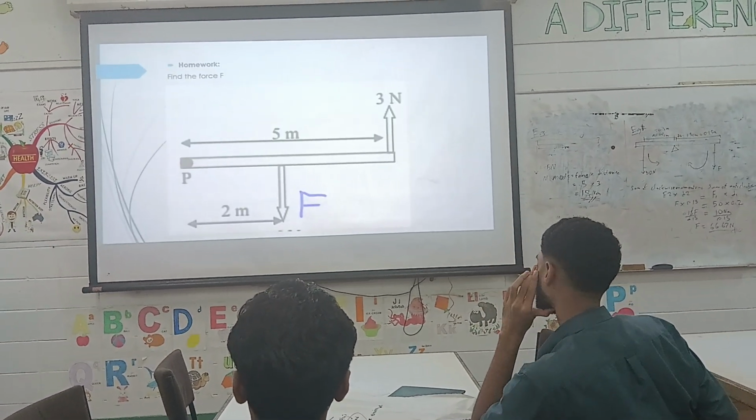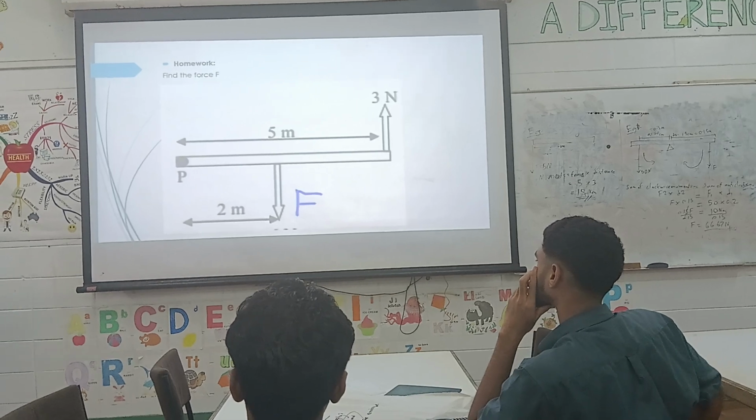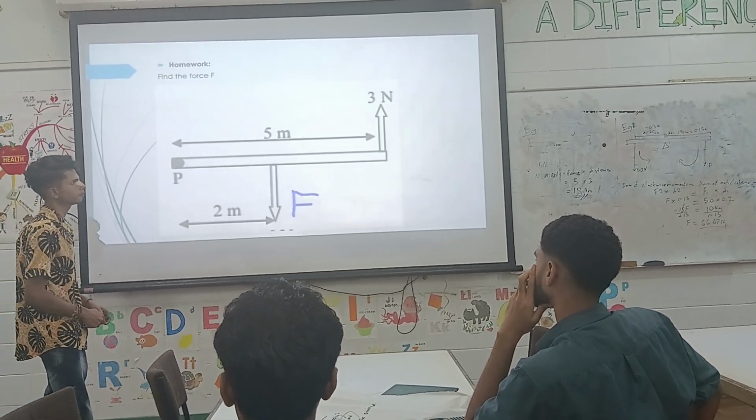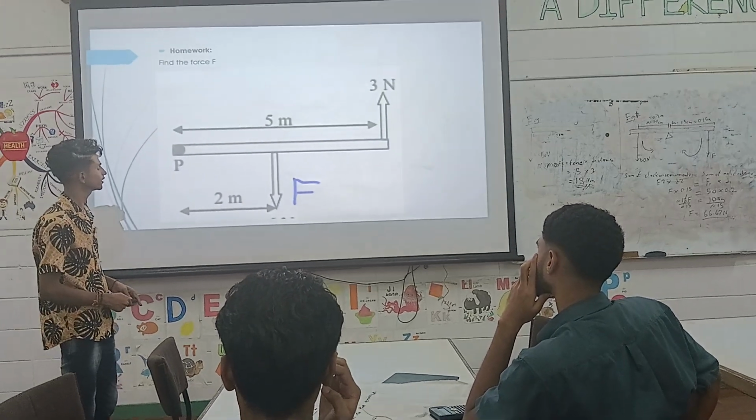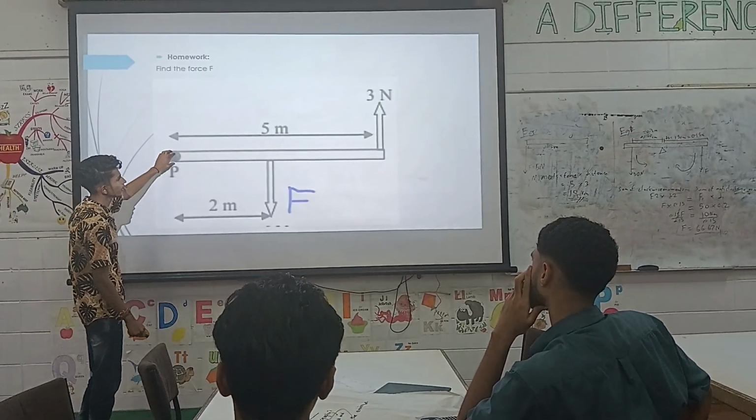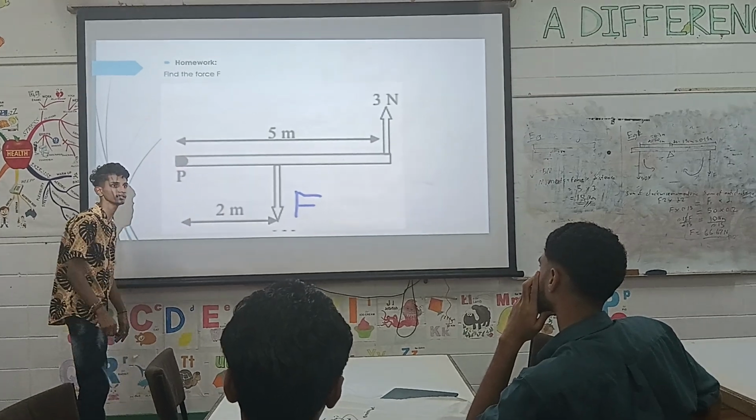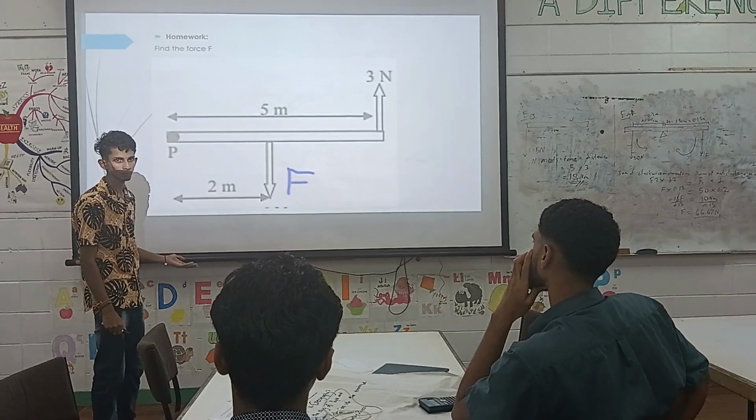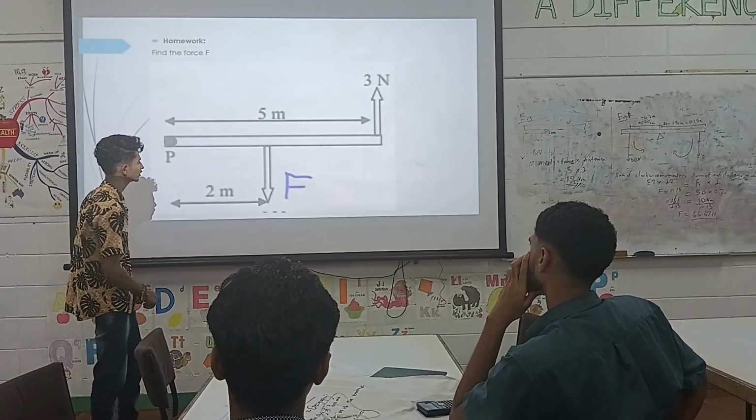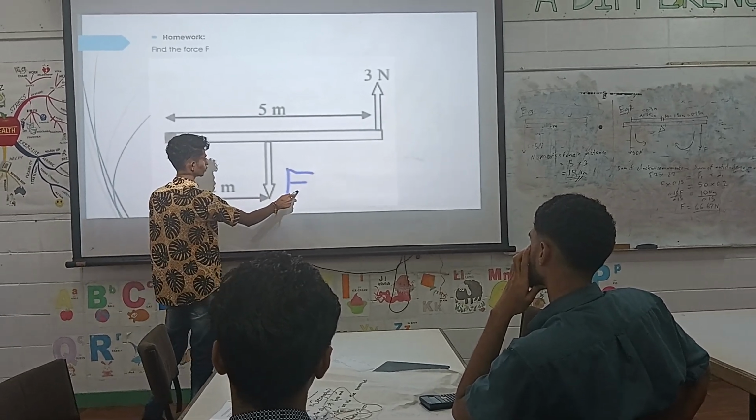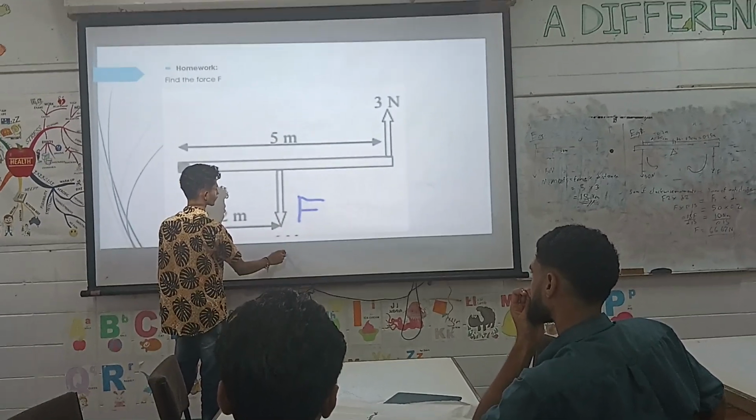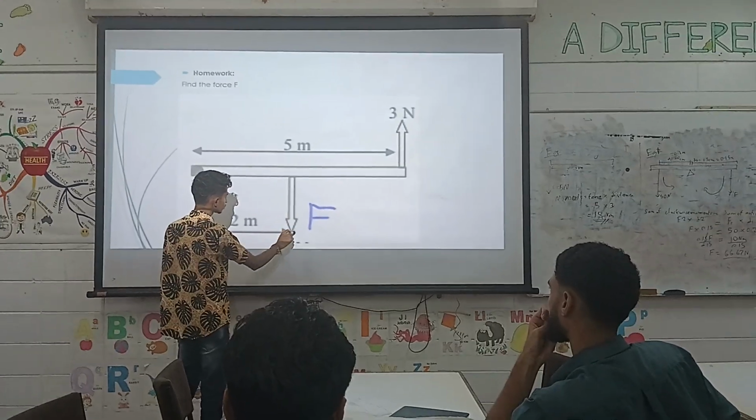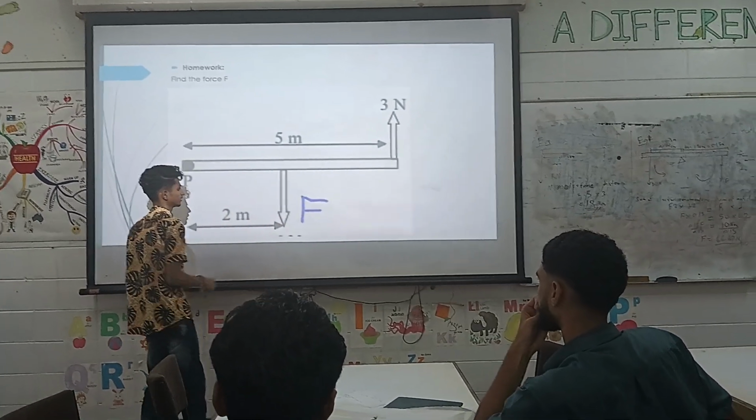So I would like to give you a homework. This is just a simple question. Previously we discussed seesaw balance, but here you have only one pivot point and the plane is this side, two forces are applied. So the same thing will do. Sum of clockwise moments equals sum of anti-clockwise moments. You can see this force here. You have to find this force. If this force is applied here, it will go in clockwise direction.